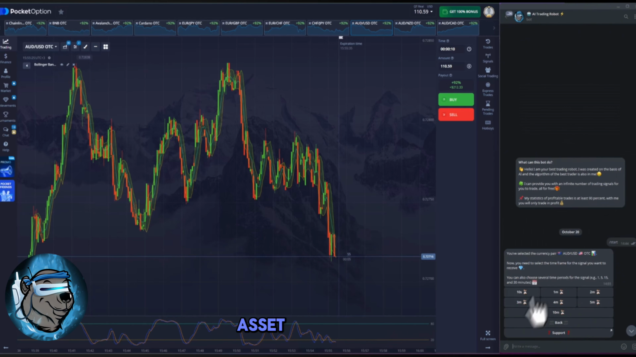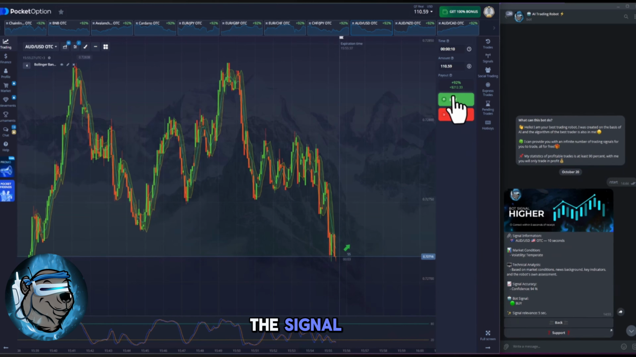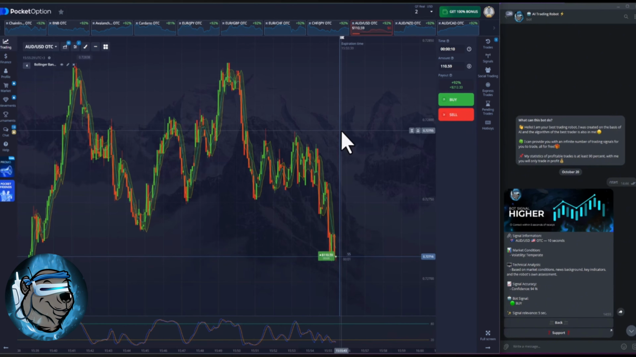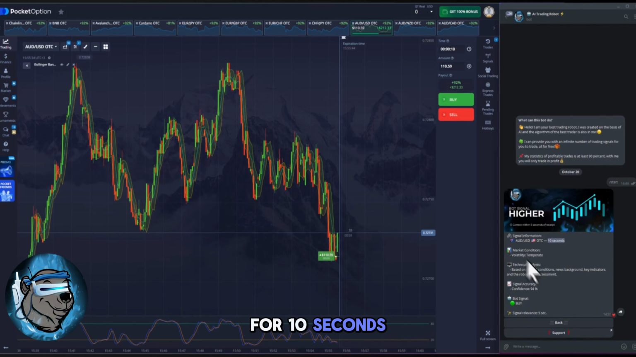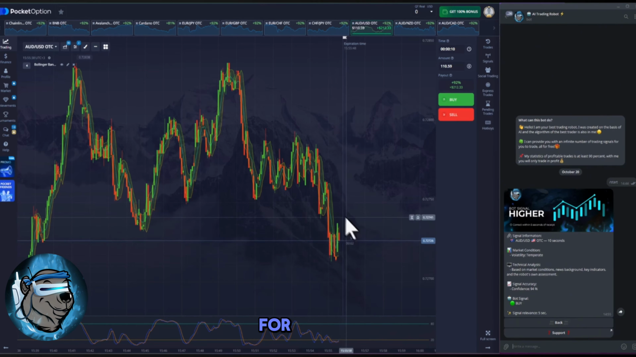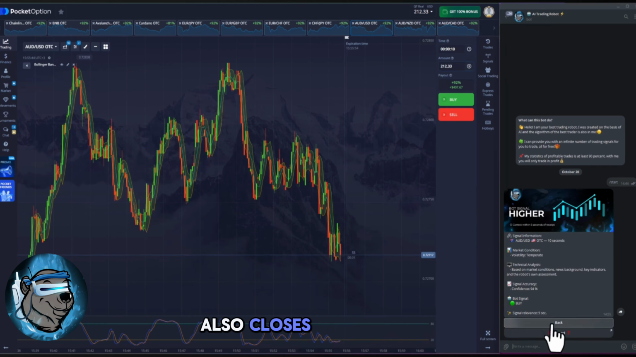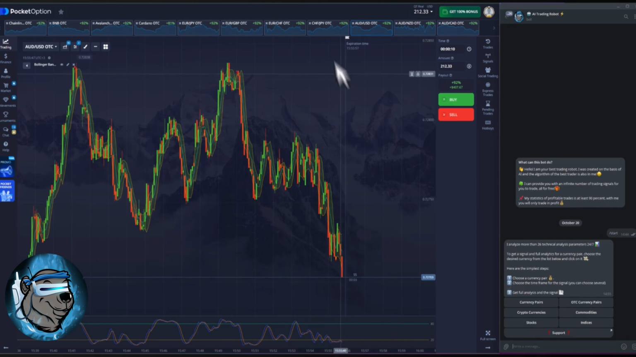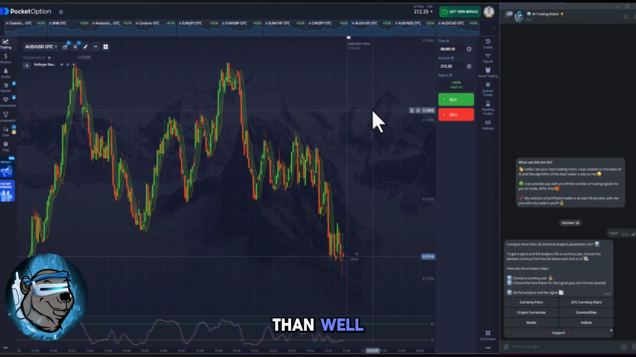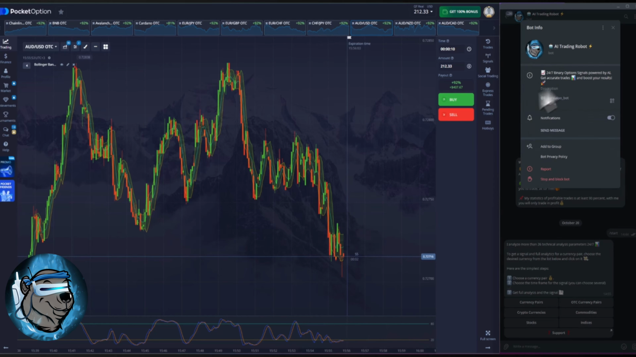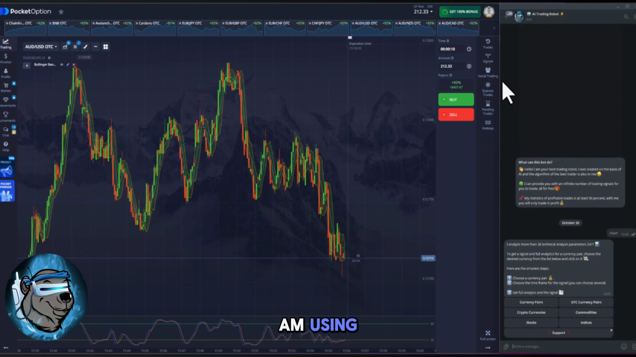I find this asset and request a signal. The signal here is also for a buy. My trade is open for 10 seconds since I also requested the signal for 10 seconds. Accordingly, within 10 seconds, the price needs to go up for my trade to close in profit. And that's exactly what happens. The third asset also closes successfully with a positive result. Excellent. Overall, so far, everything is going more than well. This is the trading tool I am using.